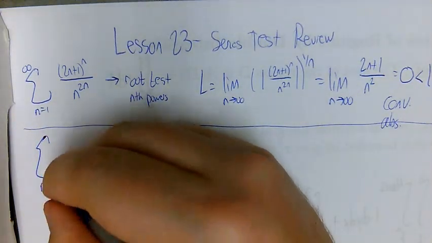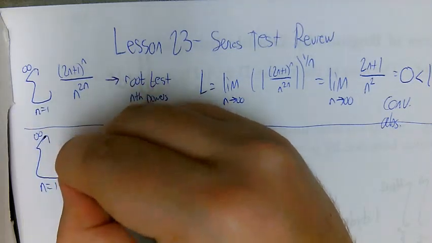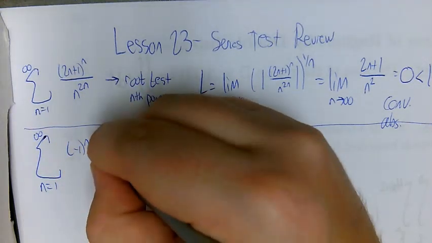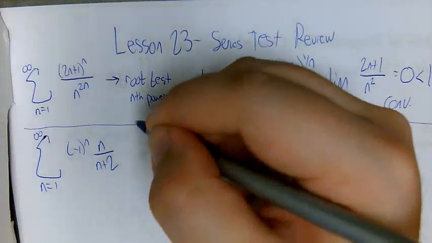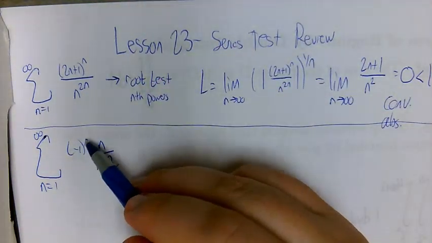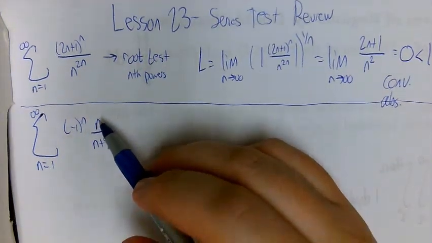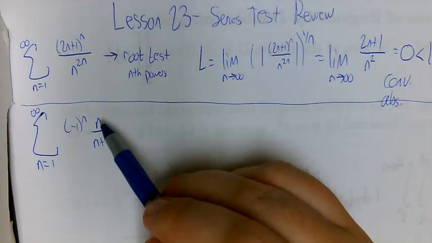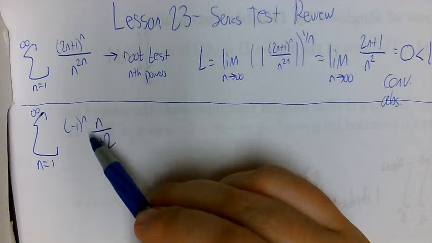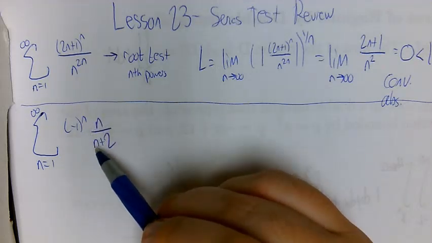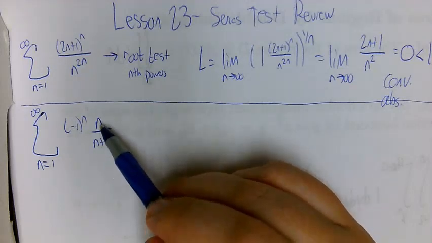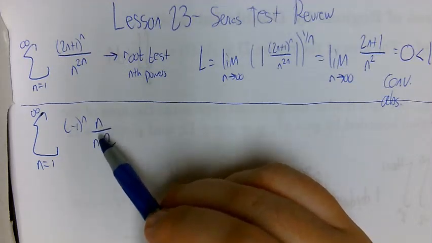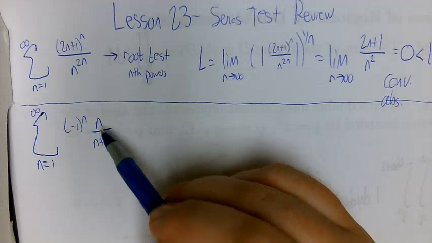Let's have the sum from 1 to infinity of negative 1 to the n, and then we have n over n plus 2. All right, now whenever I see an alternator here, that obviously tells me that the alternating series test might be a good idea. But if I look at this, what is this going to as n goes to infinity? Well, this is going to 1, right? Because we have a rational function with the same degree and same leading coefficients on the top and bottom here.